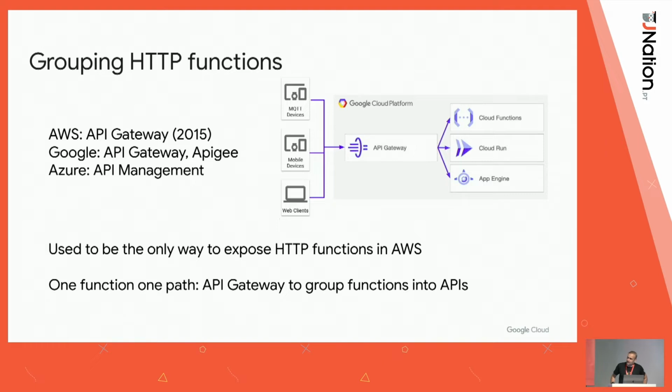And then once you start having multiple functions, you need to start thinking about how you want to group them together, right? First of all, on AWS, you couldn't have a function with a public endpoint. So what you had to do was deploy your Lambda, and then use the API gateway on AWS to make it public, so to create a public endpoint for that.